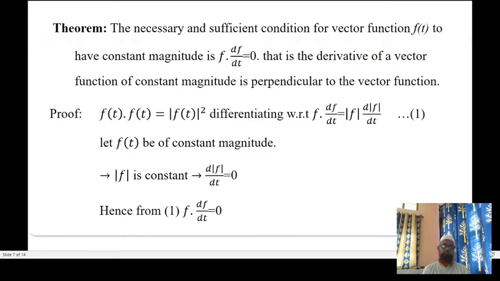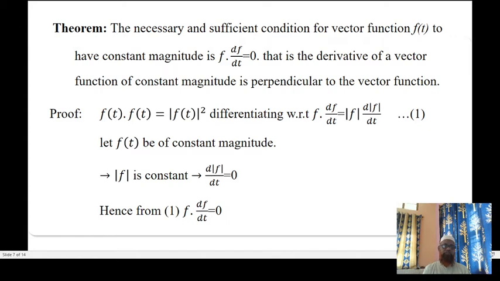Differentiating with respect to t, if you differentiate f of t dot f of t, it is f dot df by dt plus f dot df by dt, which is 2 f dot df by dt, equal to 2 into the absolute value of f, that is, mod f into d by dt of mod f. So the 2 cancels, and we get equation 1.